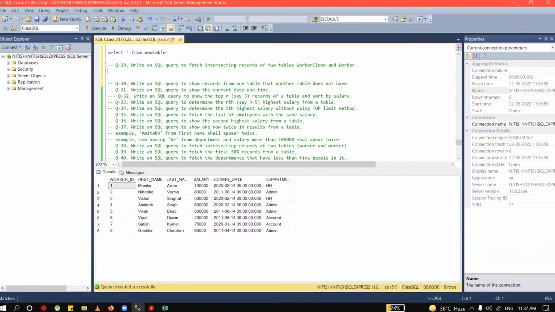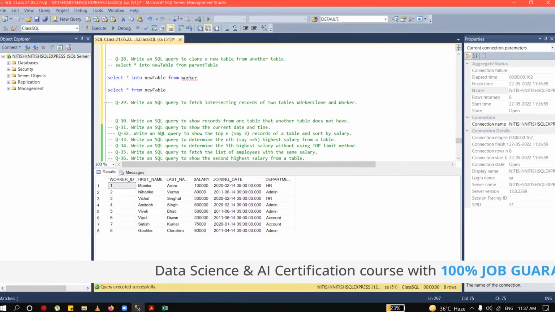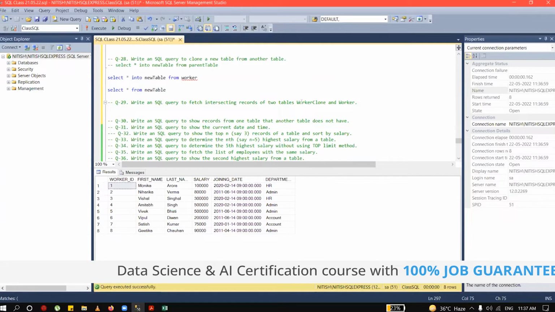The next question is: write an SQL query to fetch intersecting records of two tables, worker and worker clone. Actually, worker clone is nothing but the one above, which I am referencing, the new table. This is the worker clone. To fetch intersecting records, here the intersecting records will actually be all the records.